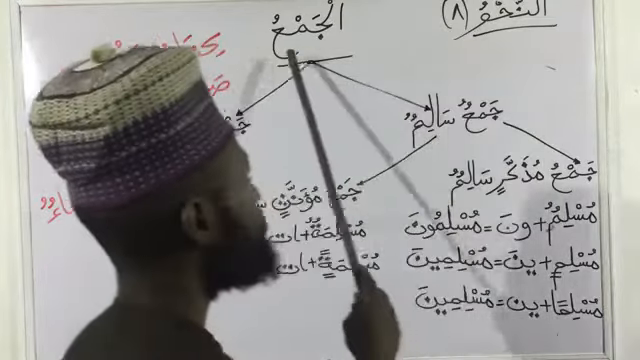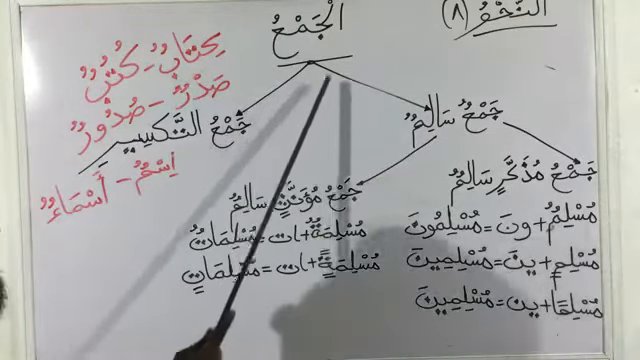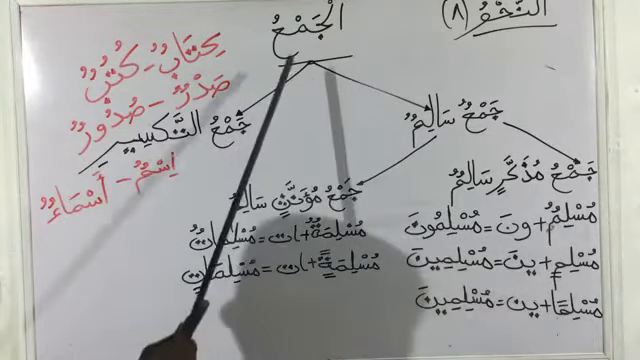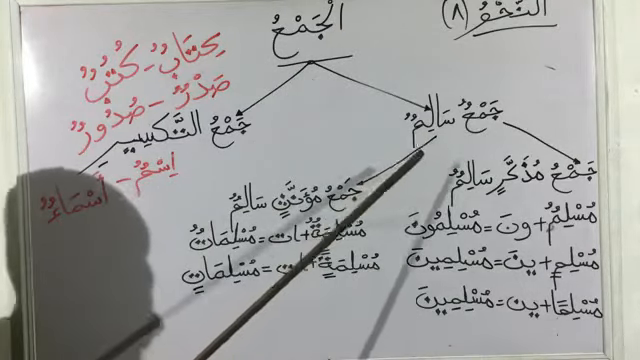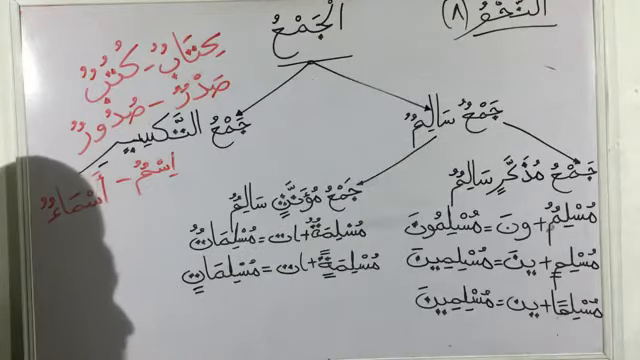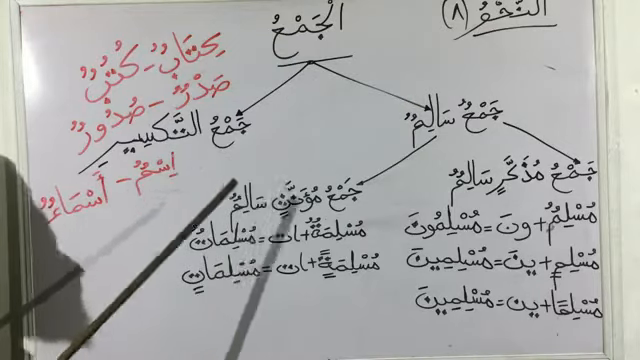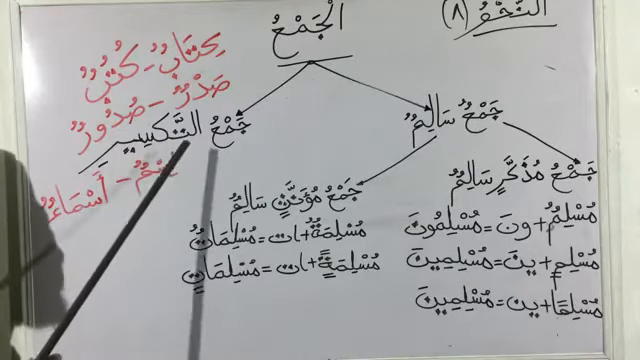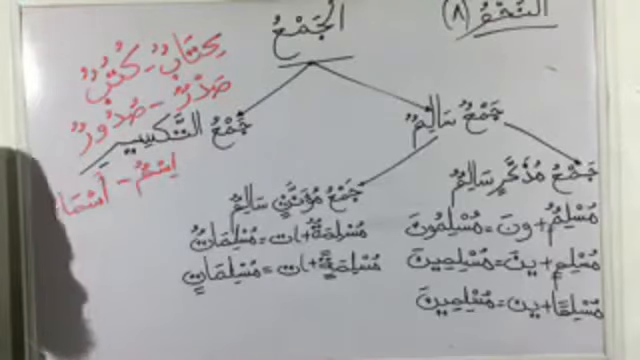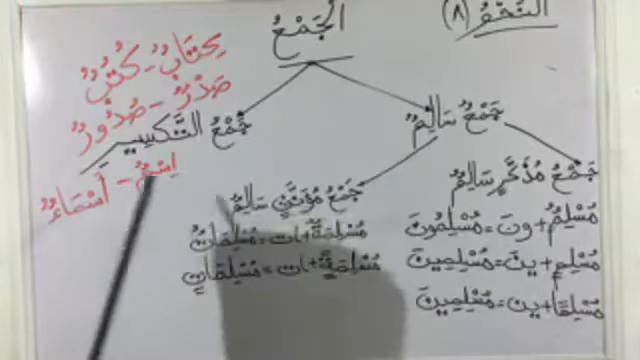So we want to look at jam', that is plural in English. You can see our arrows, which branch in two ways. It's telling us that jam' is of two types. We have jam' salim, that means sound plural. We also have jam' taksir, which is what we know as broken plurals, or irregular plurals. Do you get now? The equivalent in English is when you have tooth, the plural gives you teeth. Foot, it gives you feet. So that's an example of the taksir.